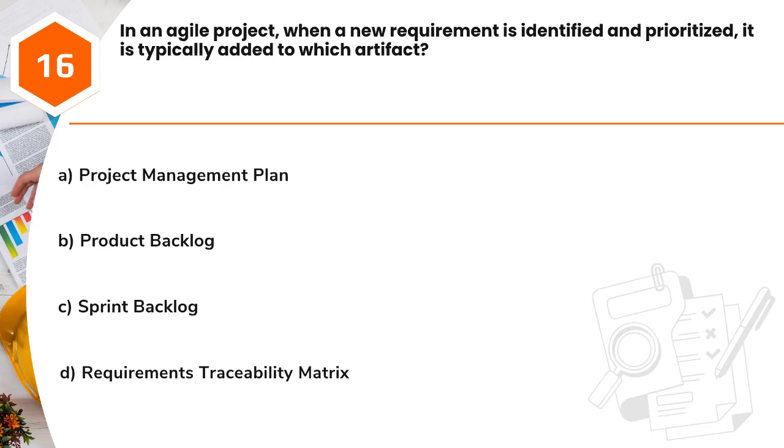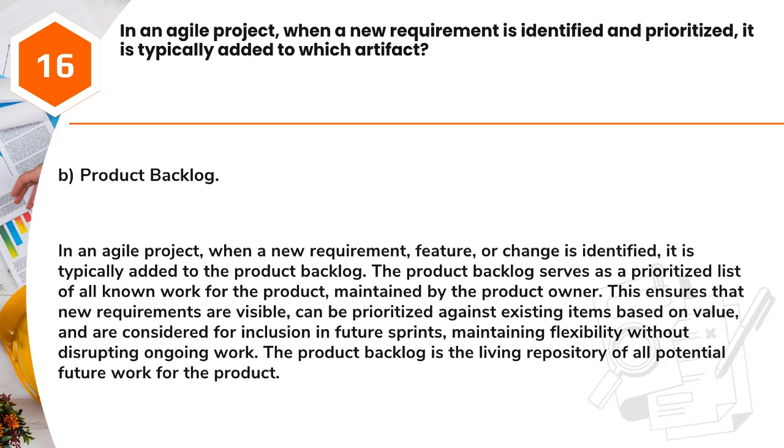Question 16. In an Agile project, when a new requirement is identified and prioritized, it is typically added to which artifact? A. Project management plan. B. Product backlog. C. Sprint backlog. D. Requirements traceability matrix.